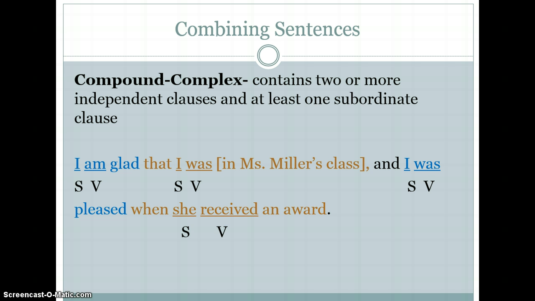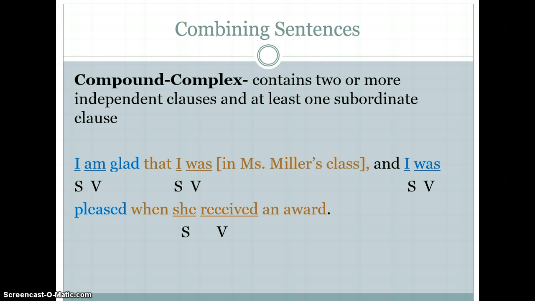What you see in brown, those are your subordinate clauses. That I was in Miss Miller's class. When she received an award. So if we stopped this at the first comma, right after class, I am glad that I was in Miss Miller's class. That would be a complex sentence. One independent, one subordinate. We could take the second half of it and say, I was pleased when she received the award.